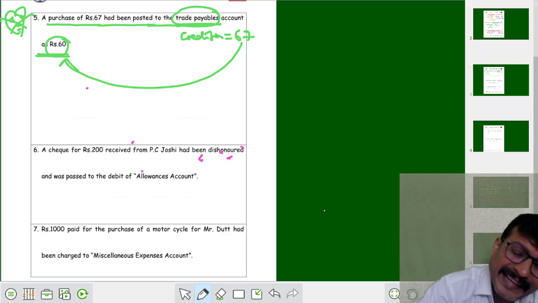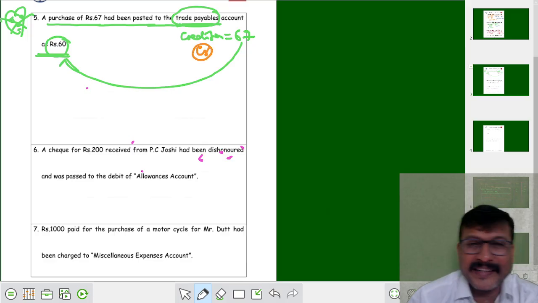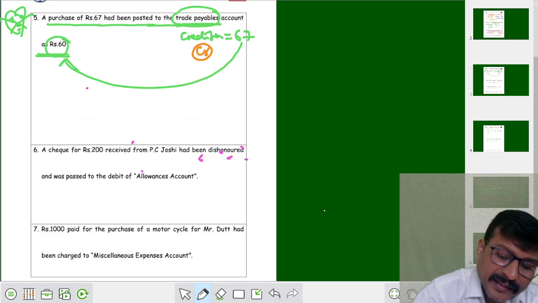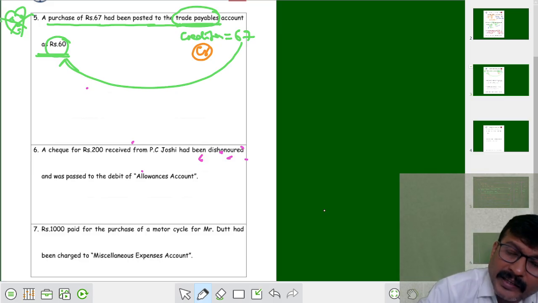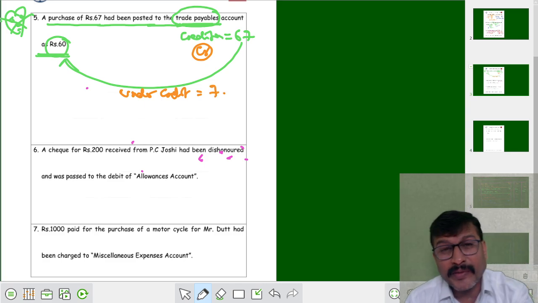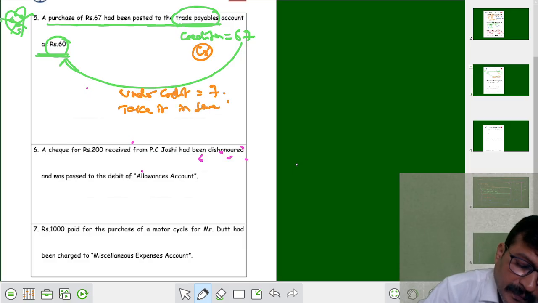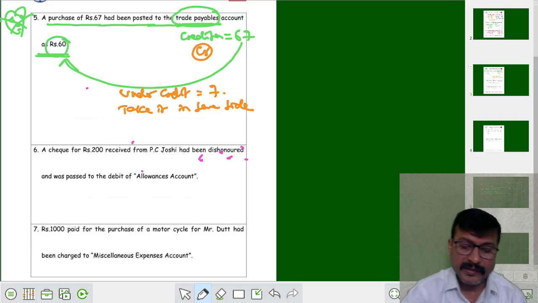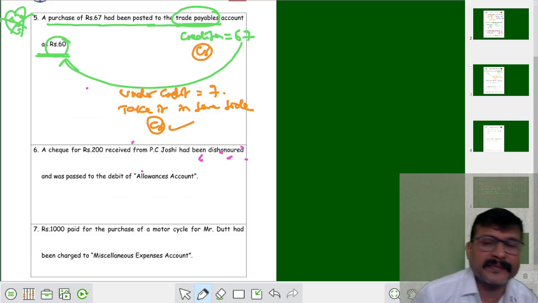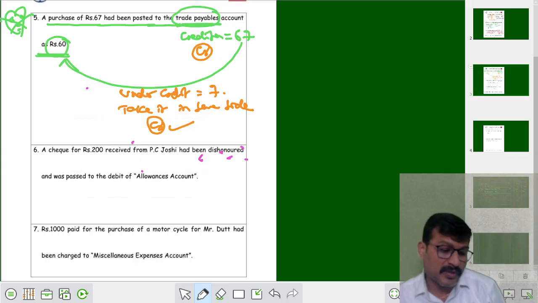Creditor means liability. Liability means credit the increase. कितना क्रेडिट करना था? 67 करना था. आपने कितना किया? 60 किया. This is called under credit by how much? 7 rupees. When it is under credit, what we have to do? Take it in what side? Same side. Same side means what? Credit side लेना. I hope did you understood my dear students?